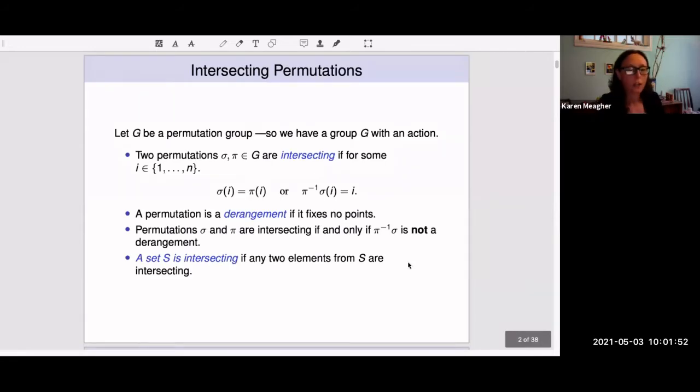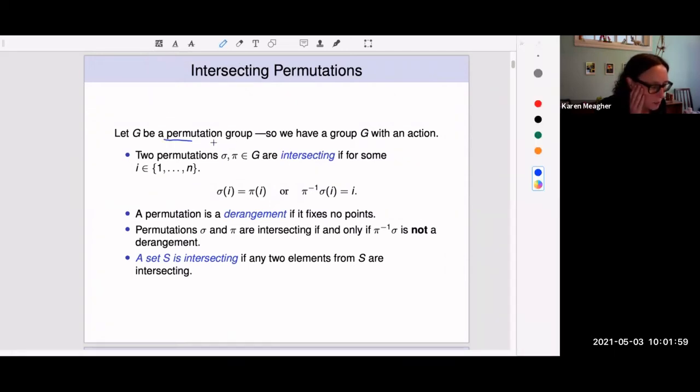Perfect. Okay, so I'm going to start with the definition of what I'm talking about. I'm looking at a permutation group. So I've got a group and there's an action that the group has. What I talk about is two permutations being intersecting if there's some element that they both map to the same spot. So two permutations, sigma and pi, are going to be intersecting if there's some i that they both have the same image. So a permutation is called a derangement if it has no fixed points.